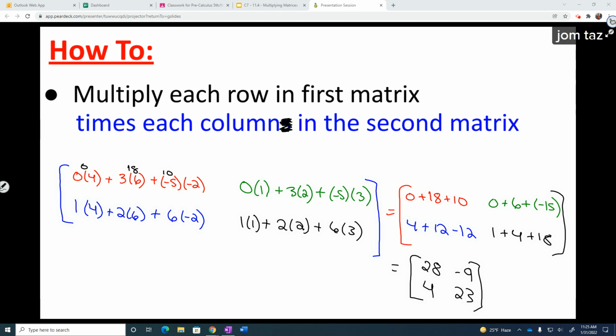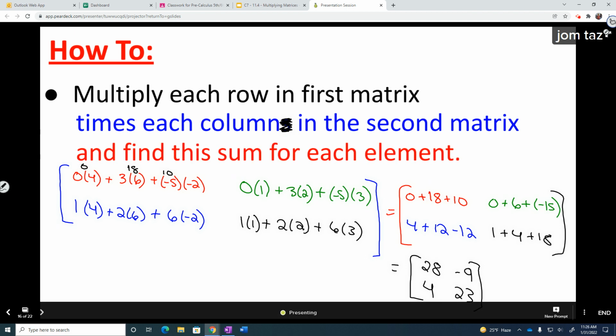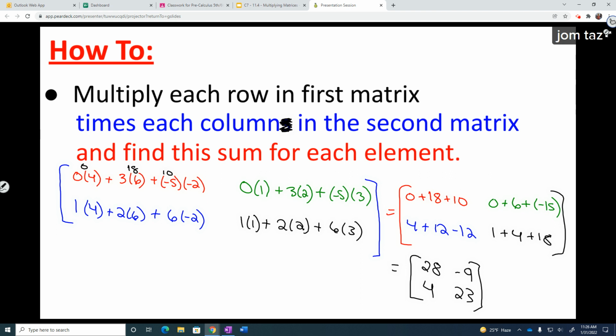So each row in the first, and then go down to each column, go down to the next row, times each column. And within that, we're going to be finding the sum of each of these. So each one, we're finding the sum of each of these elements. So we multiply and then sum for each element.